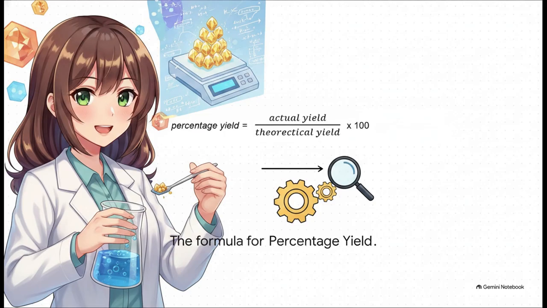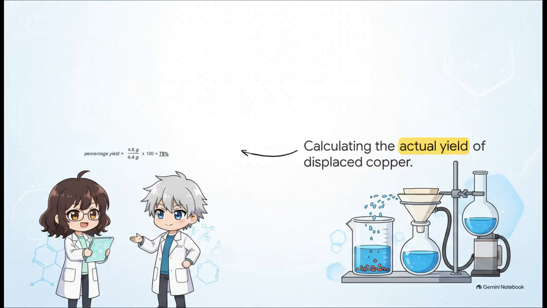This is where we compare our actual yield, the grim, real-world amount of product we literally scraped out of the beaker, against the theoretical yield, which is the perfect, maximum amount we calculated using our stoichiometry math. You just divide the actual by the theoretical, multiply by 100, and there you go. You have your percentage. Let's apply this to a real experiment where we're displacing copper.